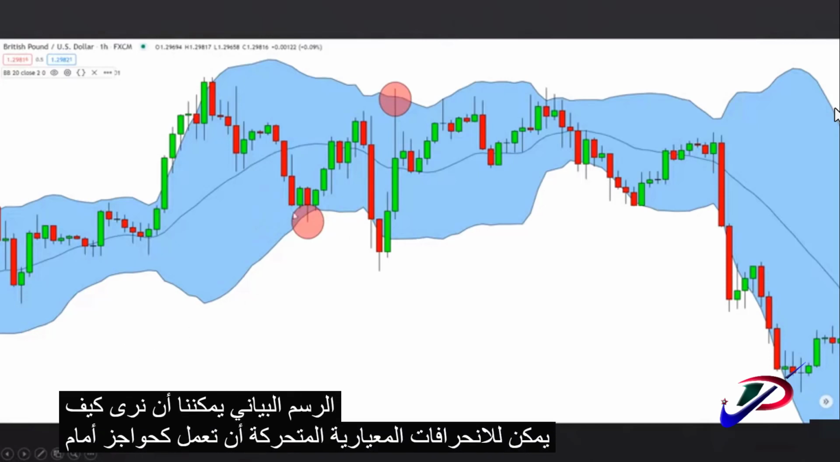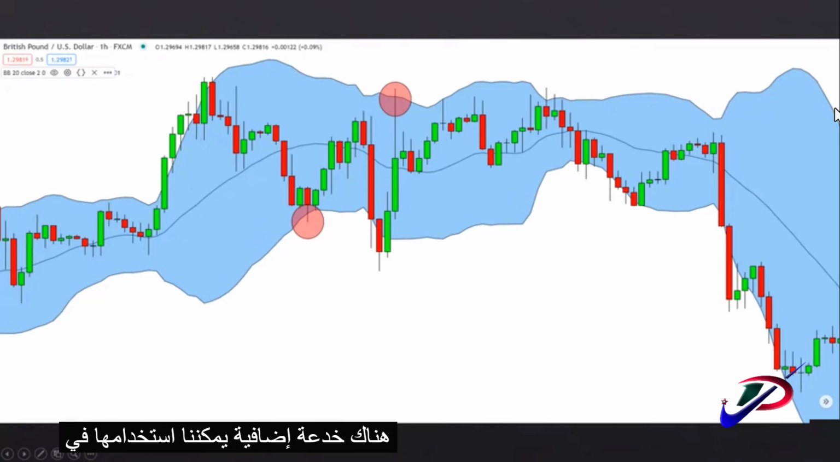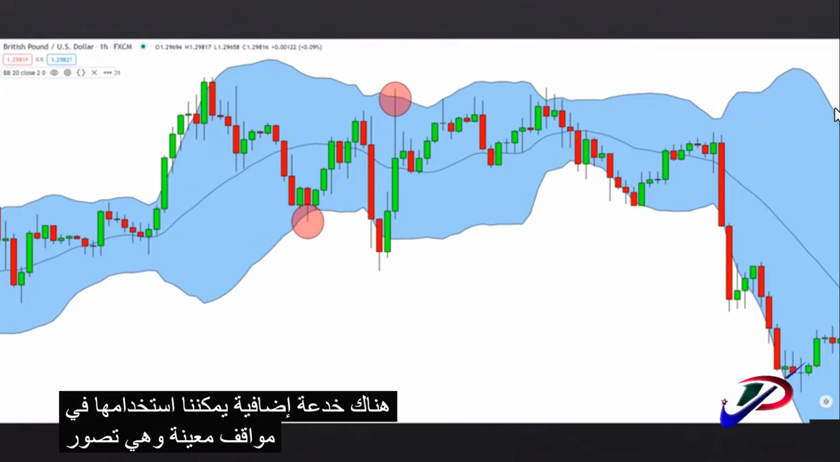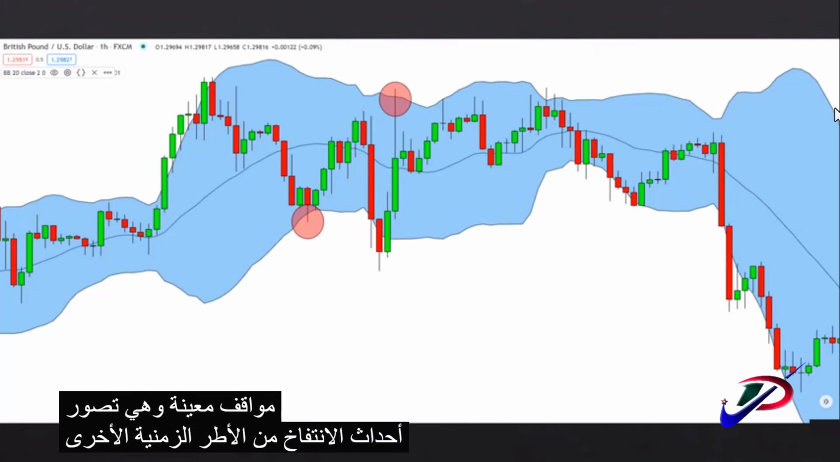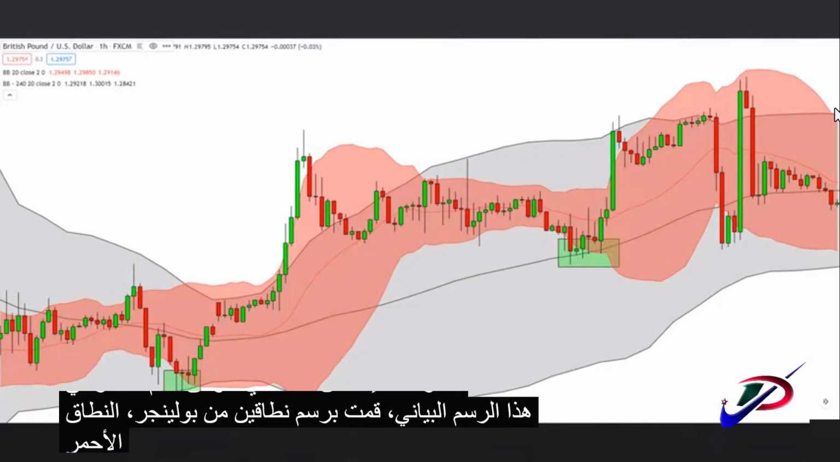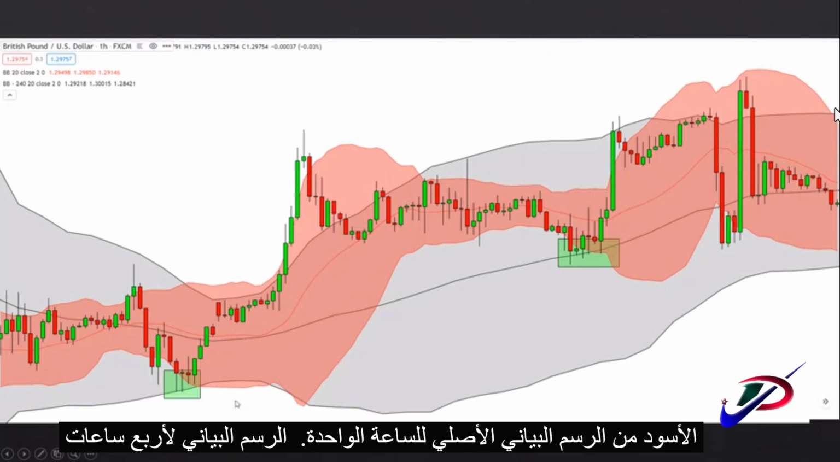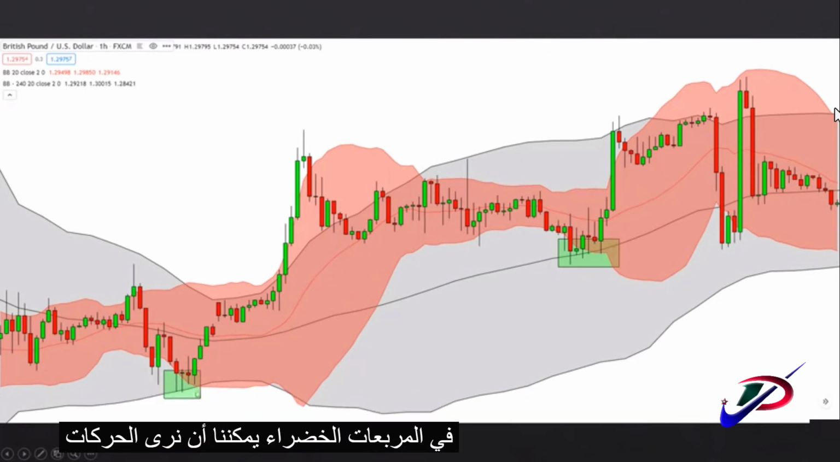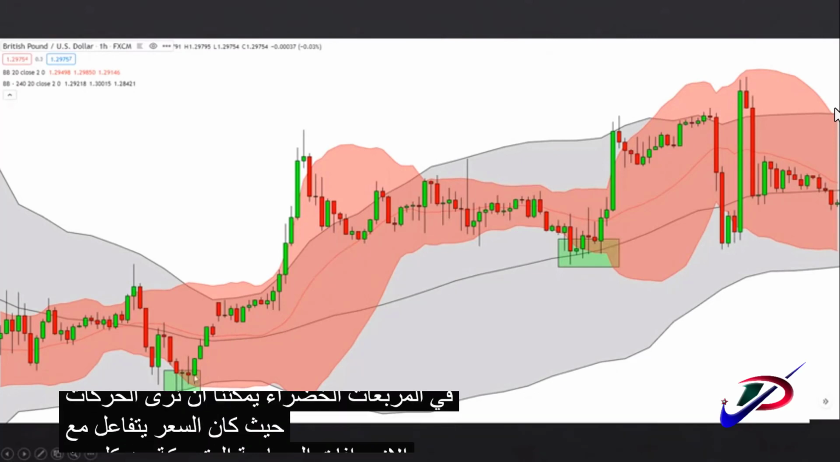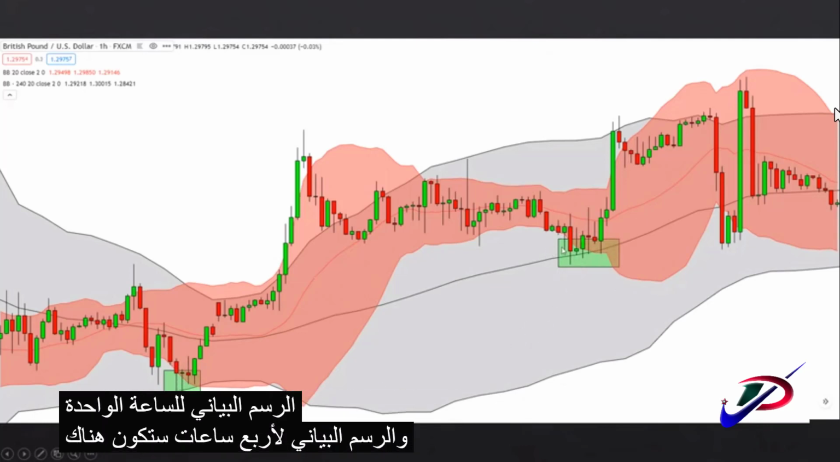In this chart, we can see how the moving standard deviations can work as barriers for price as it is highlighted in the red circles. An additional trick we can use in certain situations is visualizing the Bollinger bands from other timeframes to see if there are any barriers for price. In this chart, I plotted 2 Bollinger bands. The red one is from the native 1-hour chart, and the black one is from the 4-hour chart. In the green boxes, we can see movements where price was interacting with the moving standard deviations from both the 1-hour chart and the 4-hour chart.